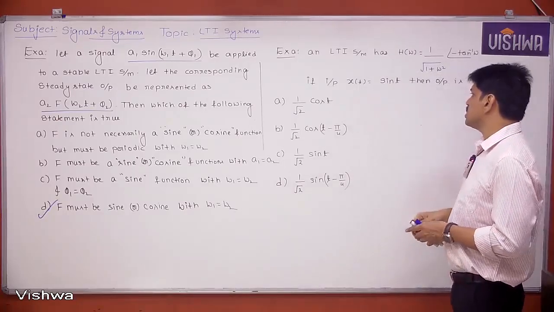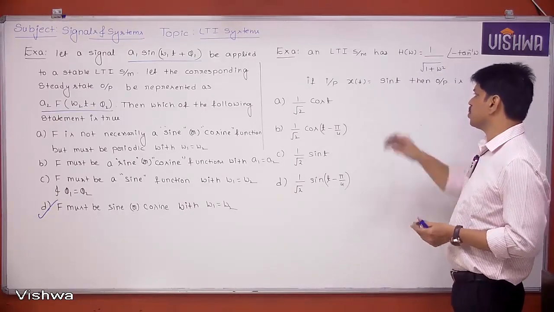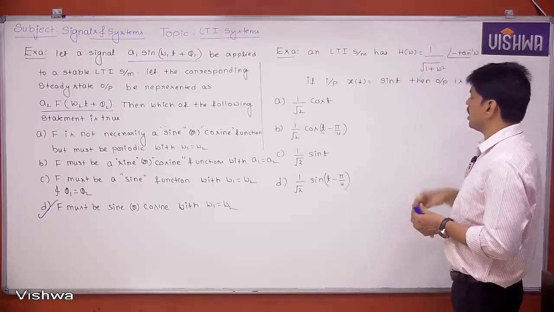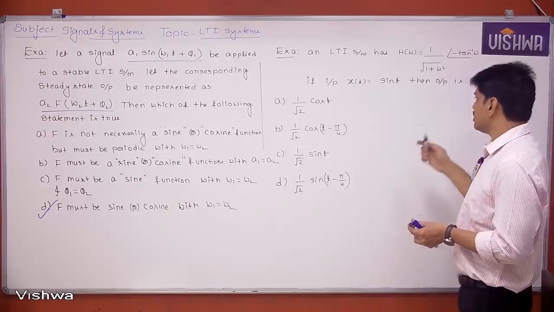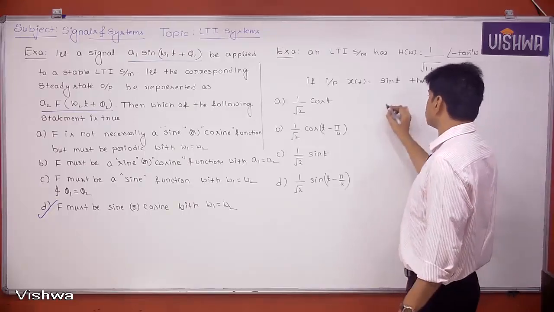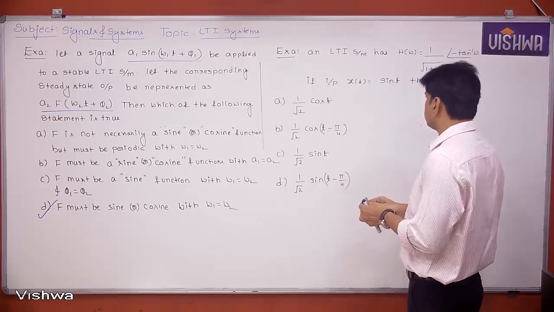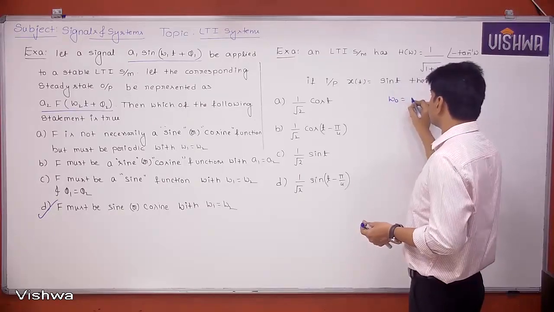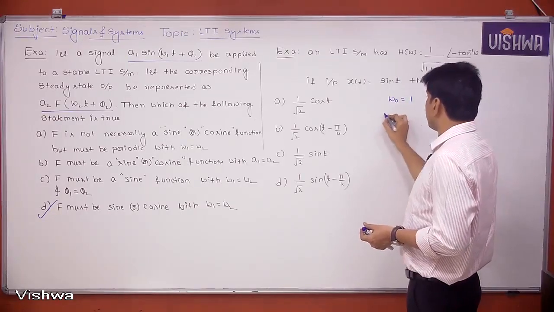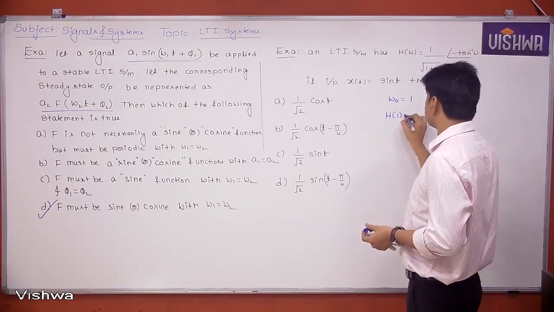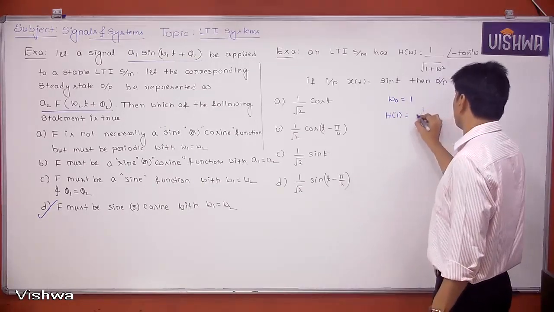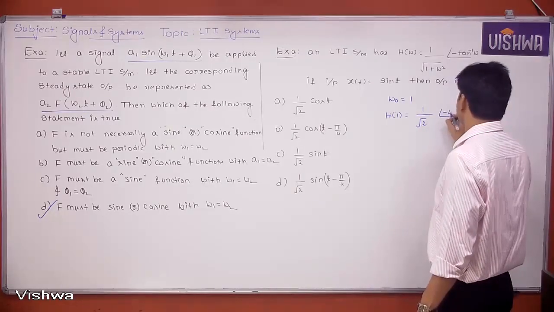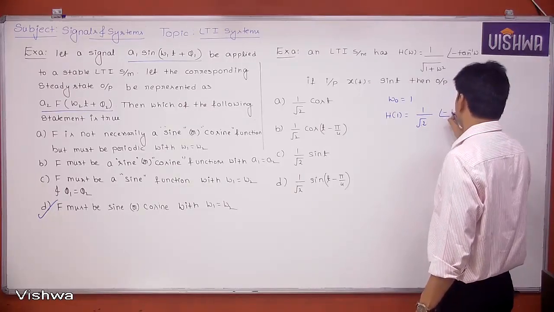Now coming to this question. x of t is equal to sin t. That means it is a periodic input and we have H of omega like this. Whenever we see this kind of thing, we just check the value of omega naught. Sin t means omega naught is equal to 1. Then at omega naught, what is H of 1? It is 1 by root 2 angle minus 45 degrees, that means minus pi by 4.